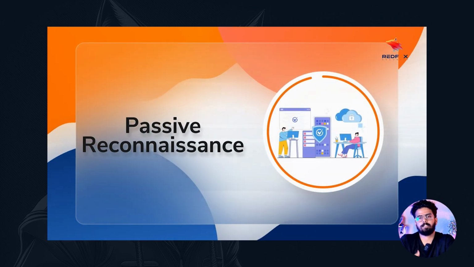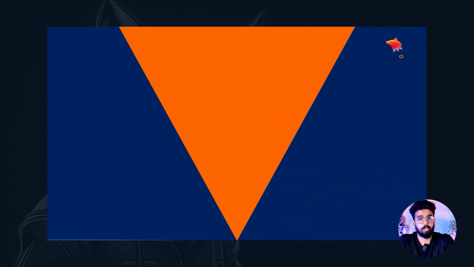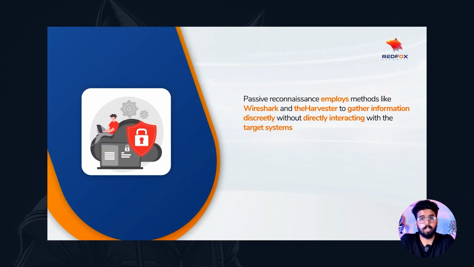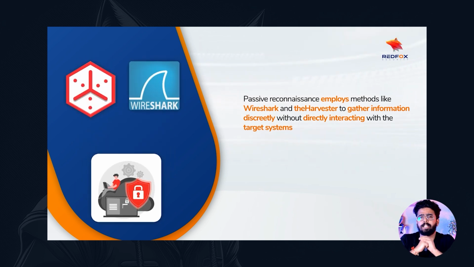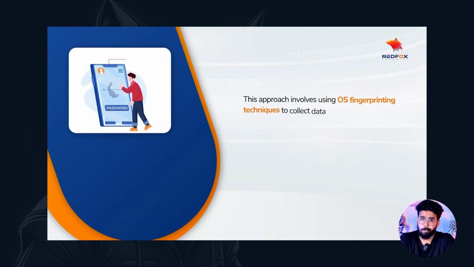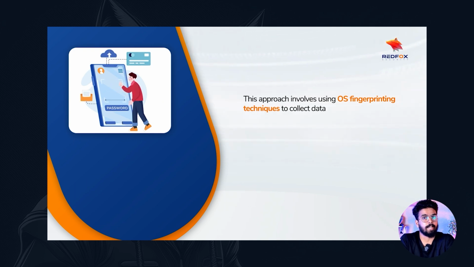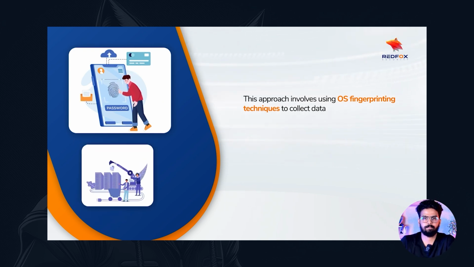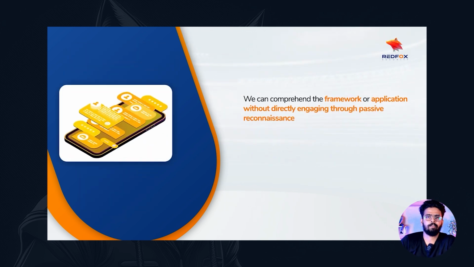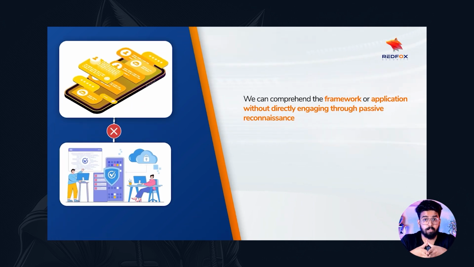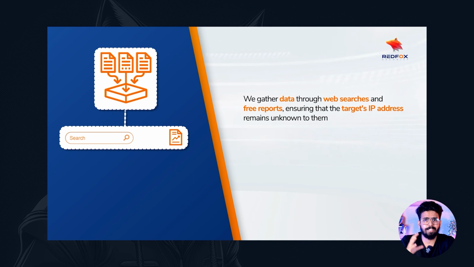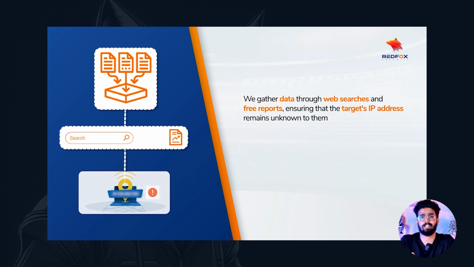Next, let's get an understanding about passive reconnaissance. Passive reconnaissance employs methods like Wireshark and theHarvester to gather information discreetly without directly interacting with the target systems. This approach involves using OS fingerprinting techniques to collect data. We can comprehend a framework or application without directly engaging with passive reconnaissance. We gather data through web searches and free reports, ensuring that the target's IP address remains unknown to them.